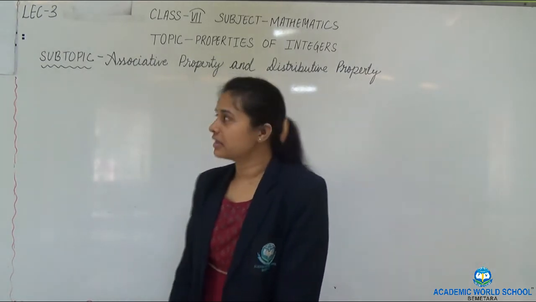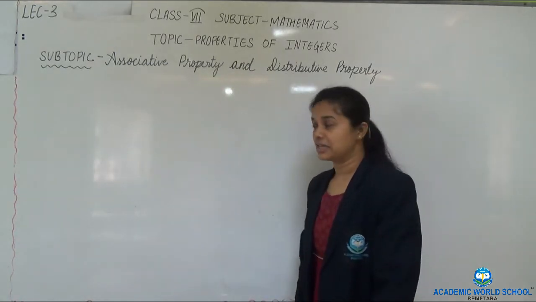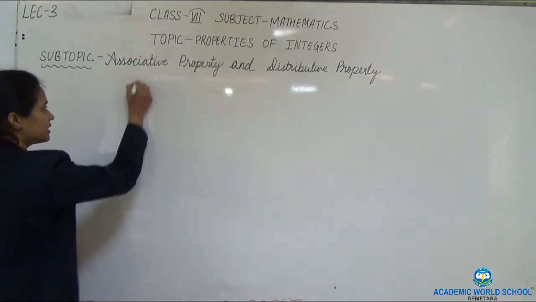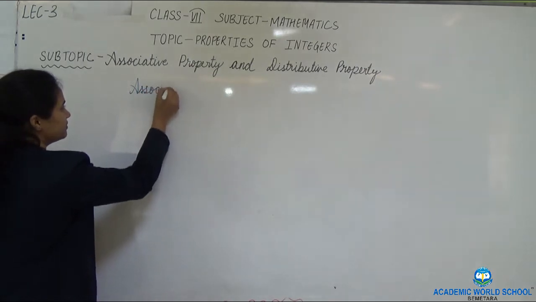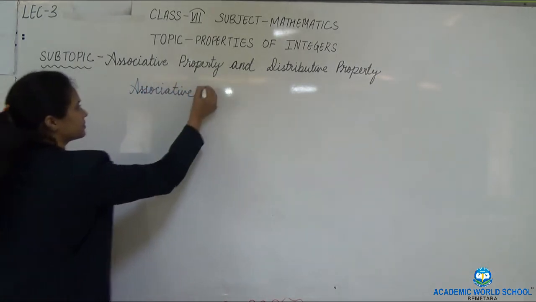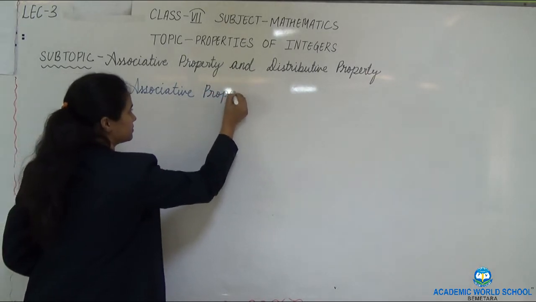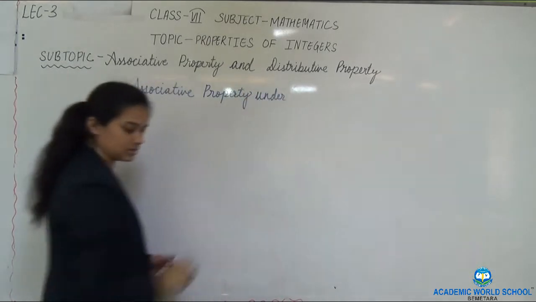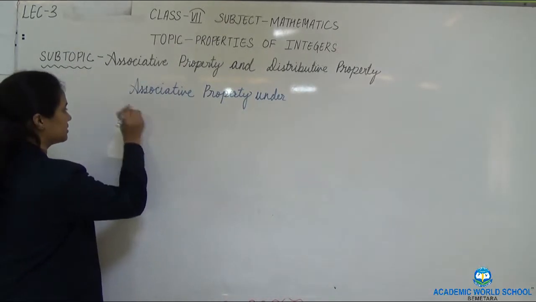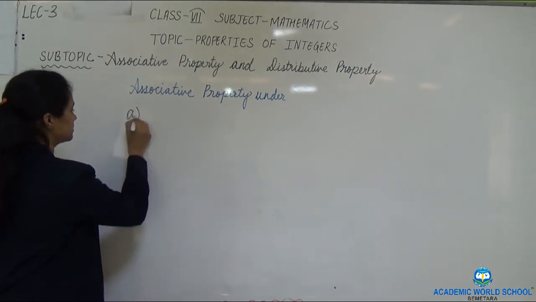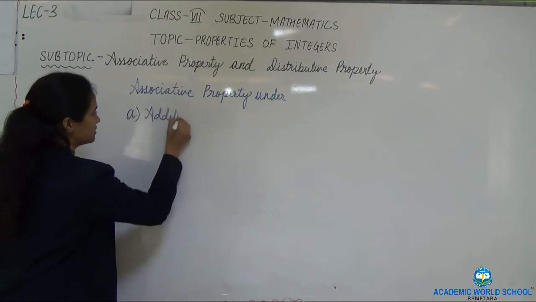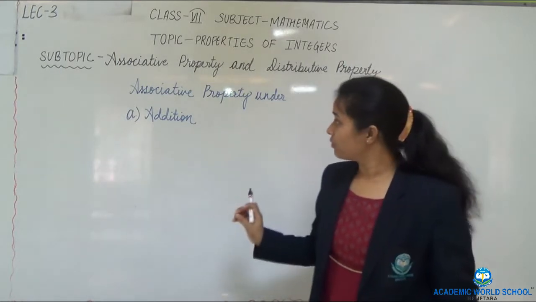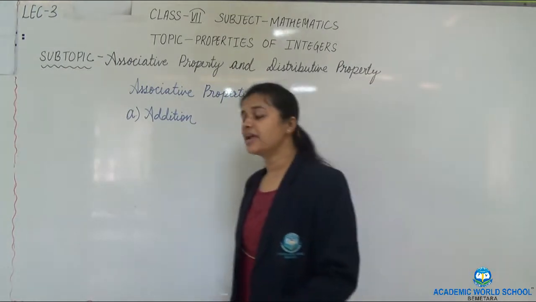So today we are again going to read the properties of integers. In that, we will read associative property and distributive property. So first we begin with associative property under addition. Now here we will see whether associative property holds under addition or not.